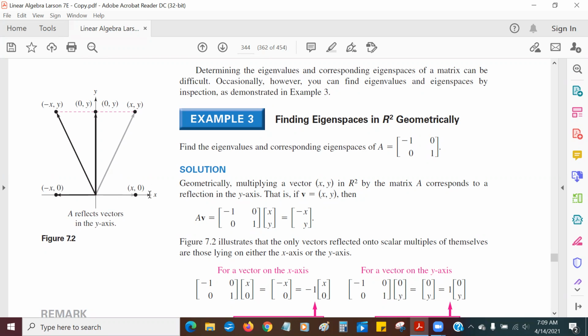So we see from this geometrically, just visually, that any vector that lies on the x-axis and any vector that lies on the y-axis are going to be eigenvectors. Now again, the zero vector doesn't count, but we're going to count it, and we basically have a subspace. This is our subspace.